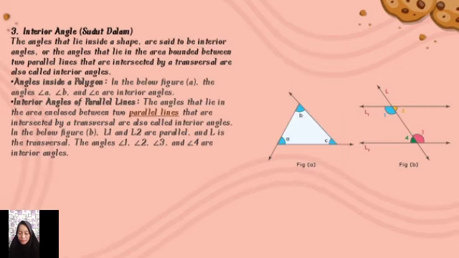Next, number 3 in vocabulary is interior angle, or sudut dalam in bahasa. Interior angle, or sudut dalam, is the angle that lies inside a shape, or the angles that lie in the area bound between two parallel lines that are intersected by a transversal are also called interior angles.